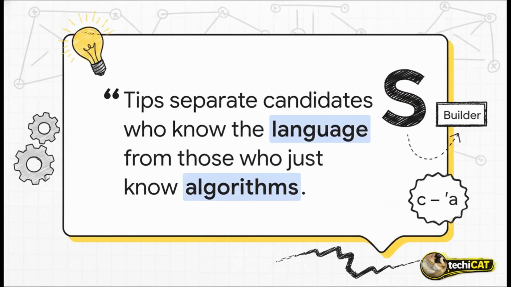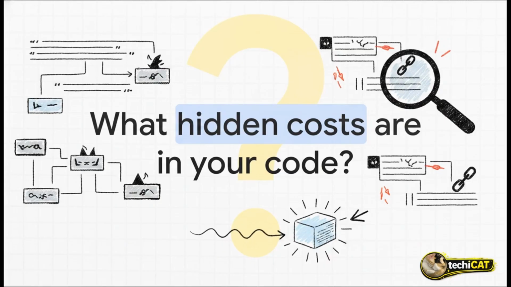Honestly, anyone can memorize an algorithm, but knowing that StringBuilder prevents O(n squared) memory bloat, or that character math replaces a heavy hash map, or that substring creation drags down your parsing speed, that proves you actually understand the tool you are using to build the software. Algorithms might get you in the door, but it's this level of deep language mastery that ultimately gets you the job. So I want to leave you with this final provocative thought. The next time you sit down to solve a problem, look closely at your strings. What hidden costs are currently lurking in your code?